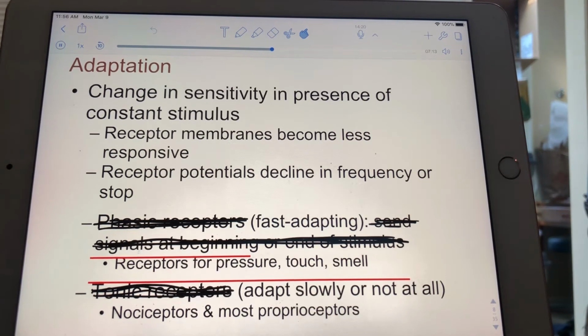Whereas touch receptors, the olfactory receptors, they sort of acclimate, they adapt. And therefore, the longer the stimulus is applied, the less sensitive they become. So olfactory receptors, touch receptors, they tend to be fast adapting. Nociceptors and most proprioceptors tend to be slow to adapt, or they simply don't adapt.